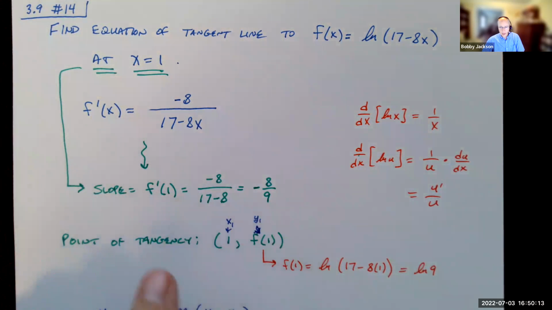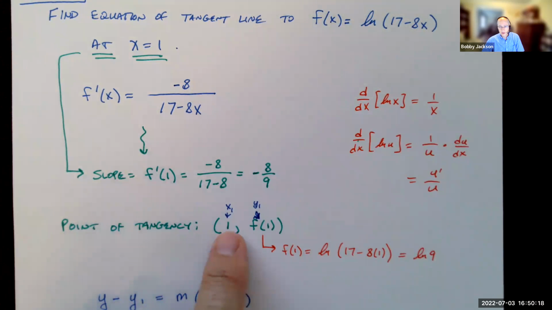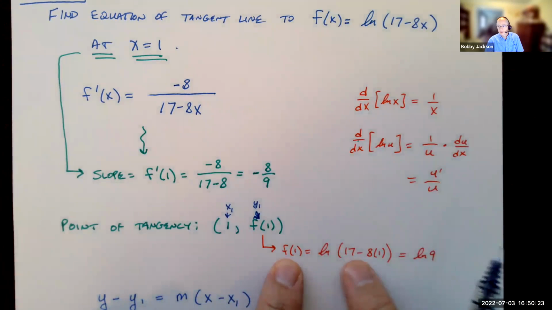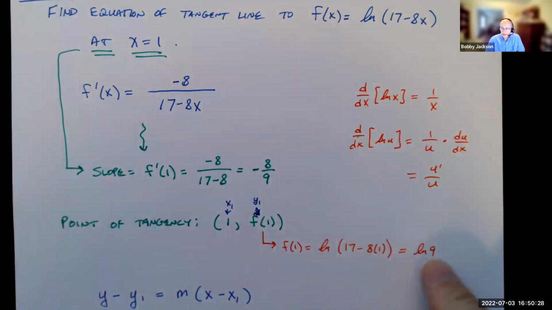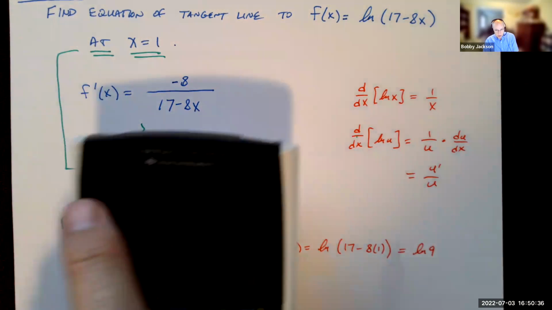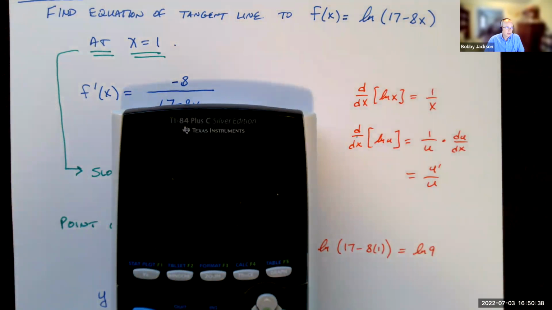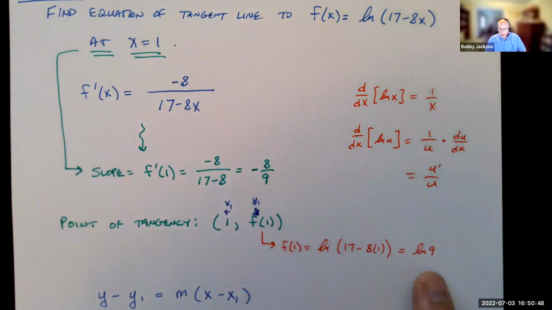And then the point of tangency, right? When you have the slope, we need a point. That's where it touches the graph, at 1 comma f of 1. So if I plug 1 into the original function, I get 17 minus 8 here, so it's the natural log of 9. Now that's the exact value. You can approximate the natural log of 9 with your calculator if you wanted to, about 2.197, but that's not what they're going to ask for. They want symbolic notation, fractions where needed, so we're going to leave it in that form.